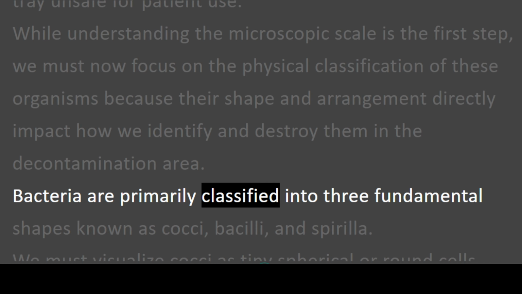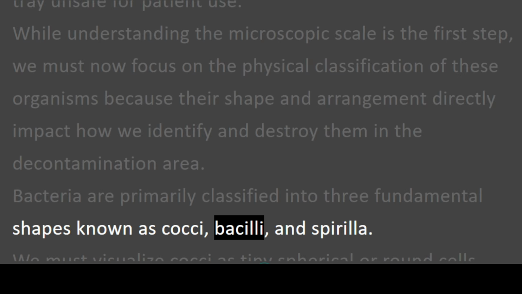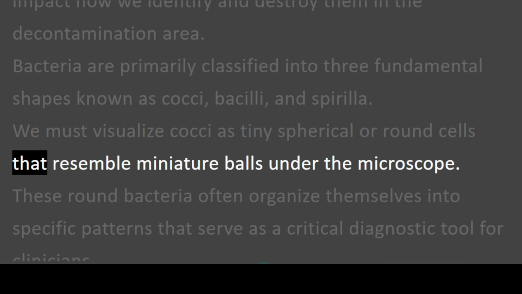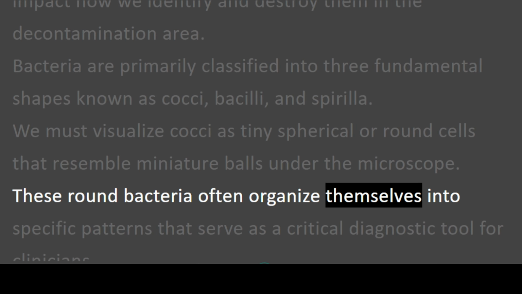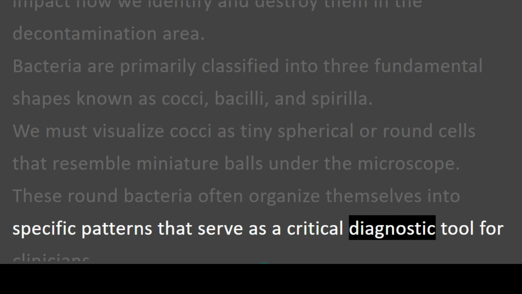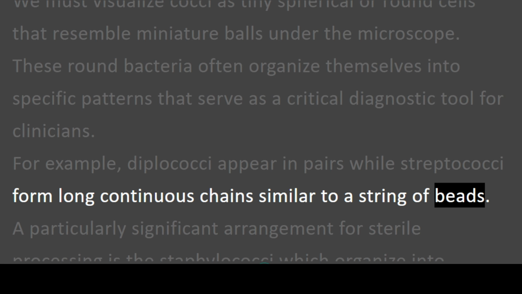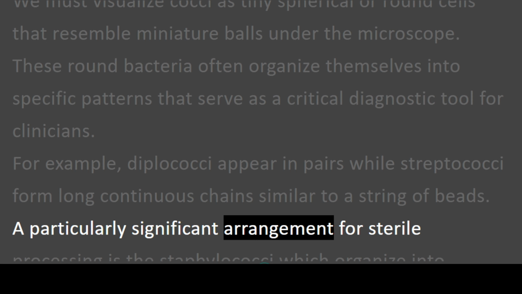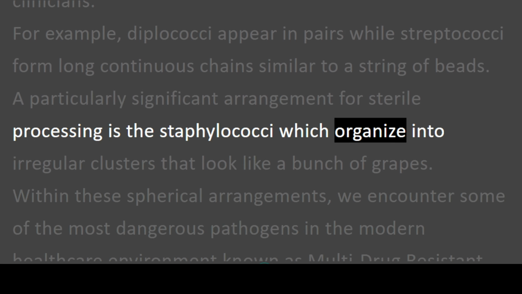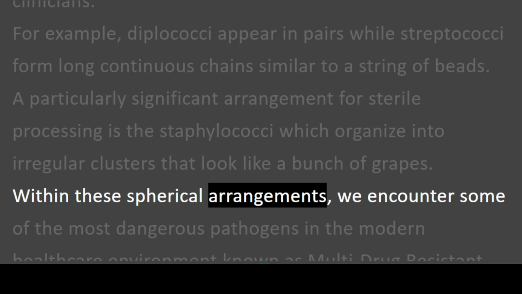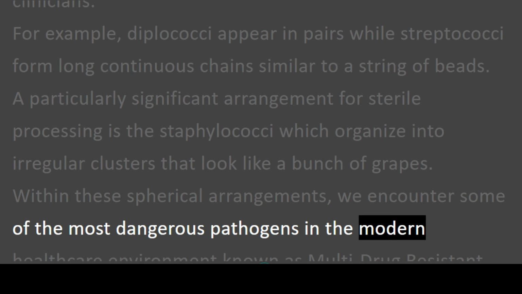Bacteria are primarily classified into 3 fundamental shapes known as cocci, bacilli, and spirilla. We must visualize cocci as tiny spherical or round cells that resemble miniature balls under the microscope. These round bacteria often organize themselves into specific patterns that serve as a critical diagnostic tool for clinicians. For example, diplococci appear in pairs while streptococci form long continuous chains similar to a string of beads. A particularly significant arrangement for sterile processing is the staphylococci, which organize into irregular clusters that look like a bunch of grapes.